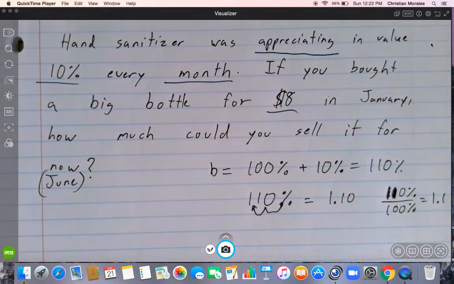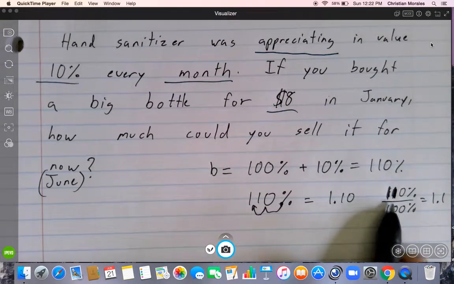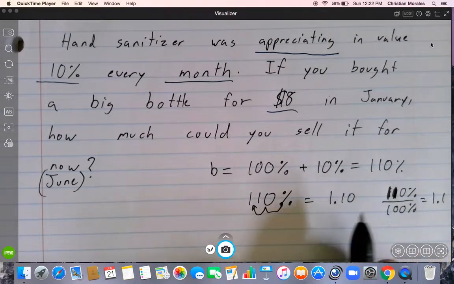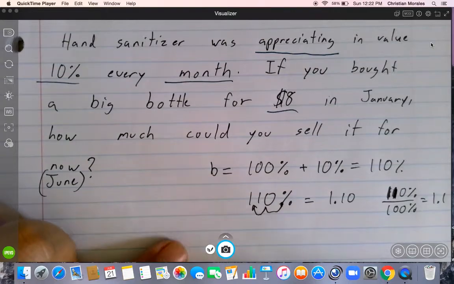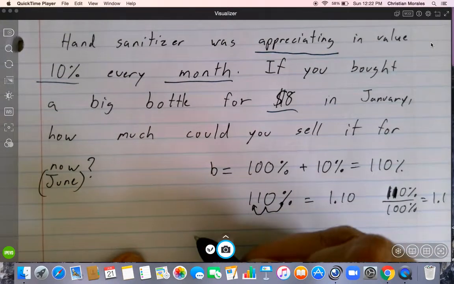What you're doing is you're basically saying, how is it changing from 100? It's growing. It's going to be bigger than 100. So the multiplier is going to be 1.10 or 1.1. It's up to you. Okay? So we're going to go. Now I'm going to write my formula.